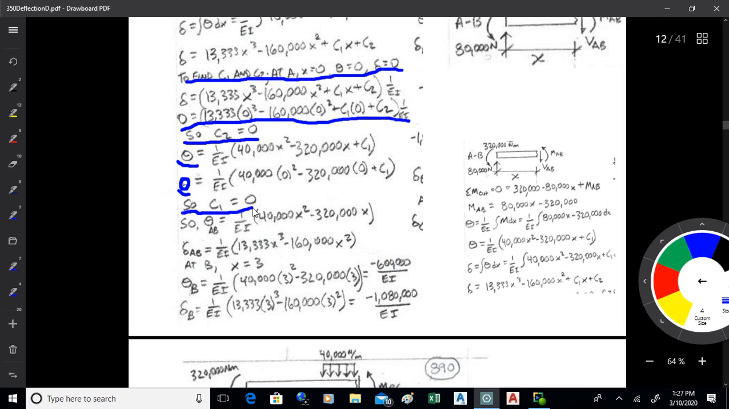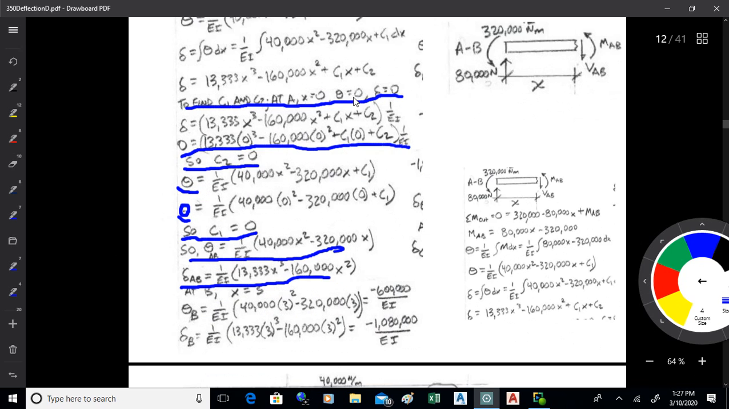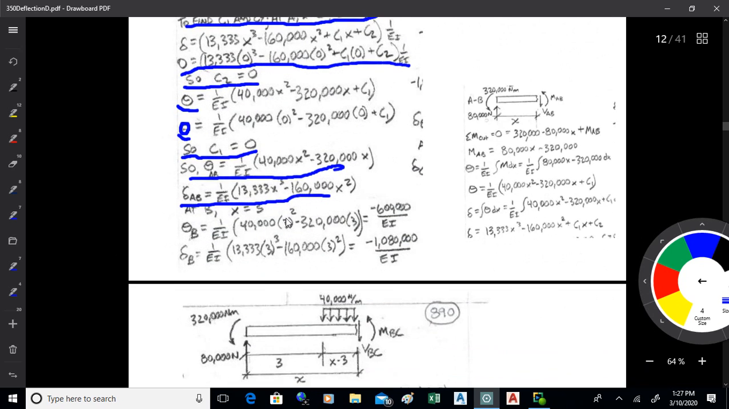Okay. So by evaluating the known values, that when x is 0, both theta and delta are 0, I've got the full equations now. I've got the equation for slope, and I've got the equation for delta, because I just used those equations above, but now I know that C1 and C2 are 0. So I can go ahead now and figure out what's going on at B, what the angle or slope is at B, and what delta is at B.